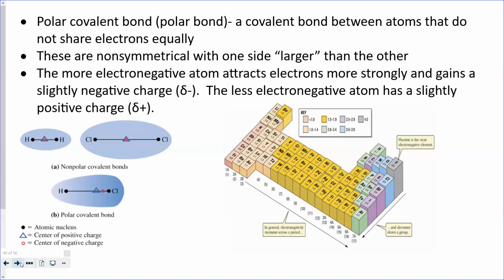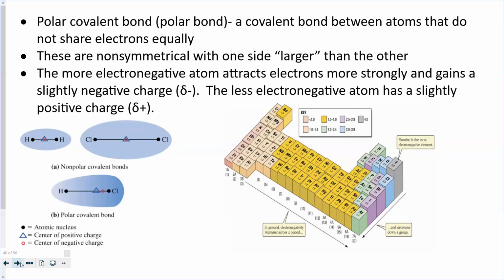So you can kind of see this. If you look at the image in the bottom left, it does show you that our diatomic ones, where we have like our 2 hydrogens and 2 chlorines, they are truly balanced. One of them is not more electronegative than the other. It is going to end up being symmetrical. The blue circle is kind of showing the electron cloud, where all of the electrons are in that place.